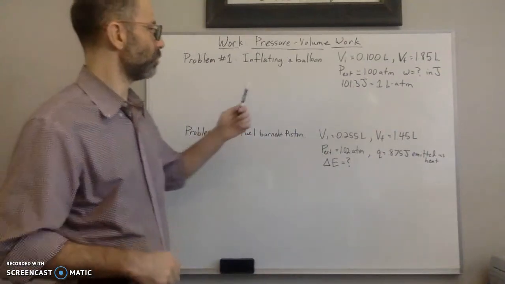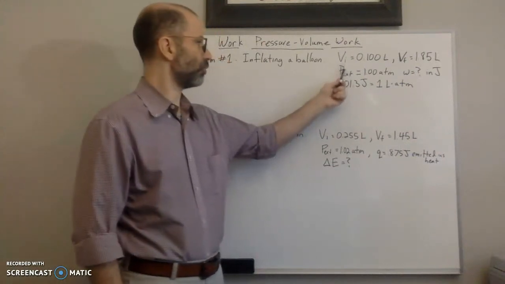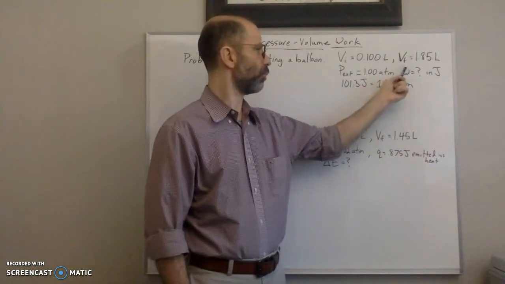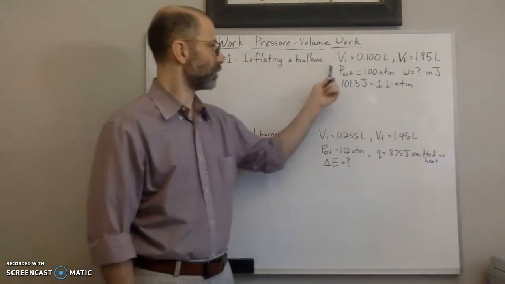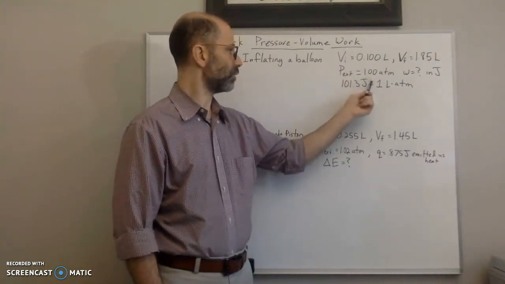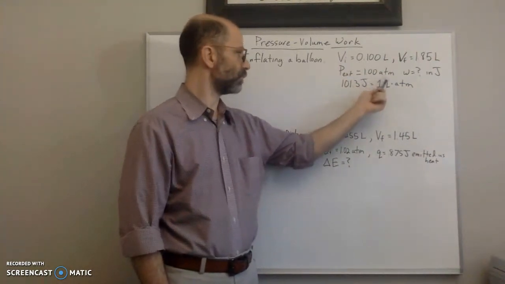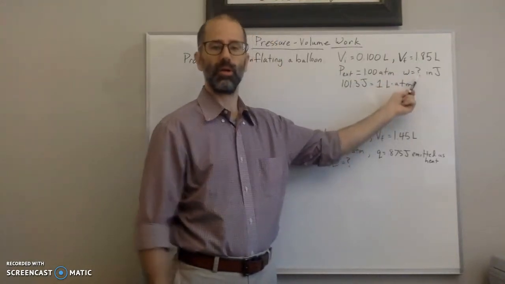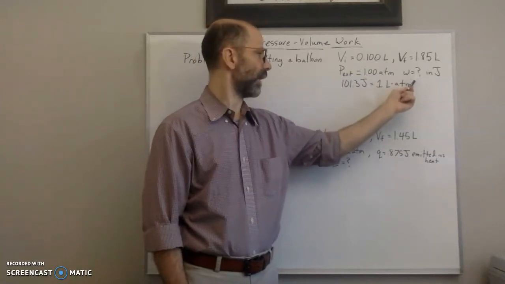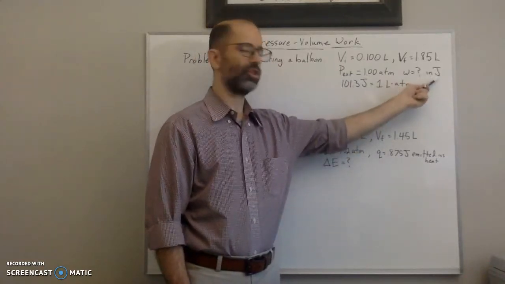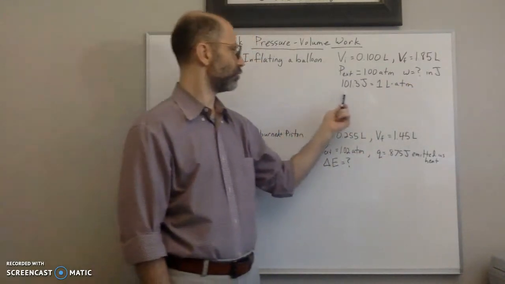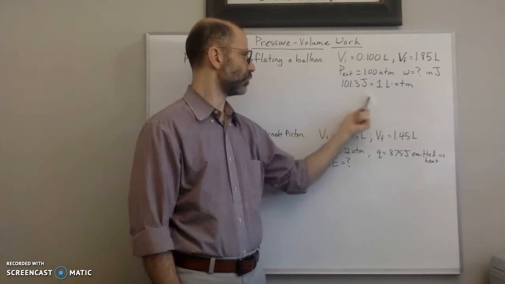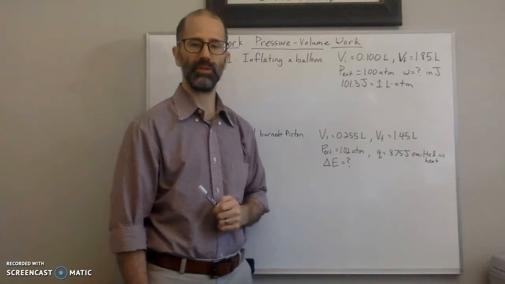In this particular problem, you start off with an initial volume of the balloon at 0.100 liters. You get a final volume of 1.85 liters. You have an external pressure of 1.00 atmospheres, and you're trying to find the amount of work done by the gas in joules. In order to do that, we have to use this conversion: 101.3 joules is equal to 1 liter atmosphere.